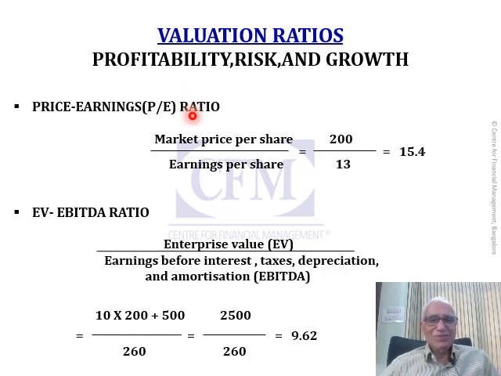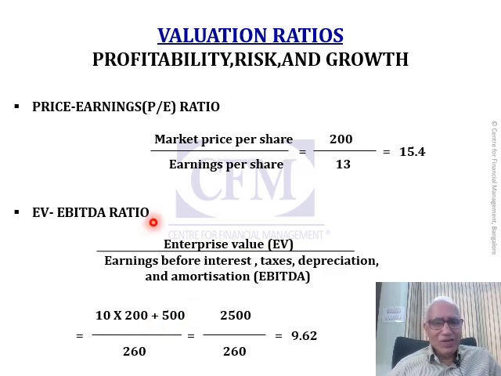Price earnings ratio is defined as market price per share divided by earnings per share. The market price per share of Horizon Limited is 200 rupees. Earnings per share is 13 rupees. So the price earnings ratio is 15.4. This means that investors are willing to pay 15.4 rupees for every rupee of earnings. It's a very popular statistic in finance and widely cited in various ways.